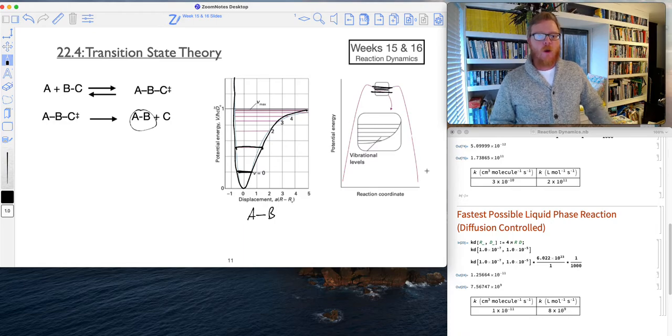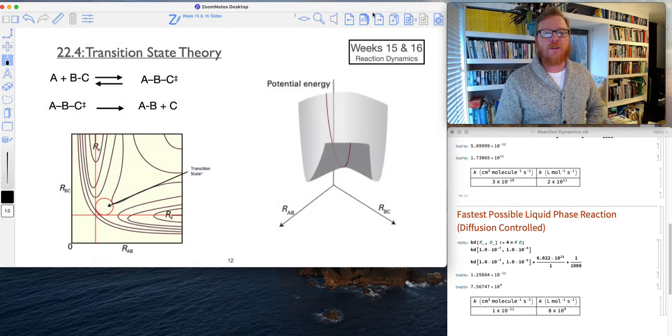Okay, well, as is the game here, we know that BC is going to have some potential energy curve, and AB is going to have some potential energy curve. So we can look at this in a rather cool way. We can make what's called a potential energy surface out of this thing.